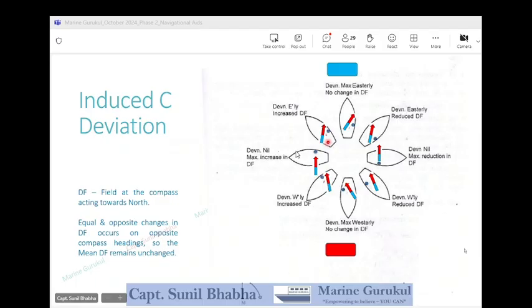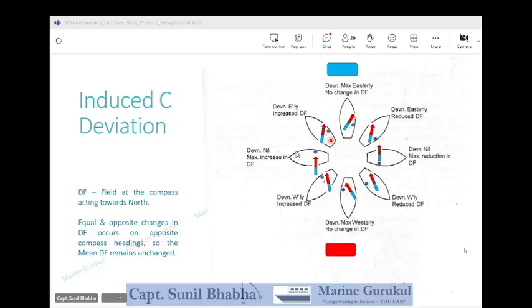The ship is shown here on 4 cardinal and 4 intercardinal headings. And in all these diagrams, you will see a blue pole getting generated to starboard of the compass because of this vertical soft iron. If the same ship happens to go into the southern hemisphere, the polarity will change to a red pole. So that is how induced magnetism works.